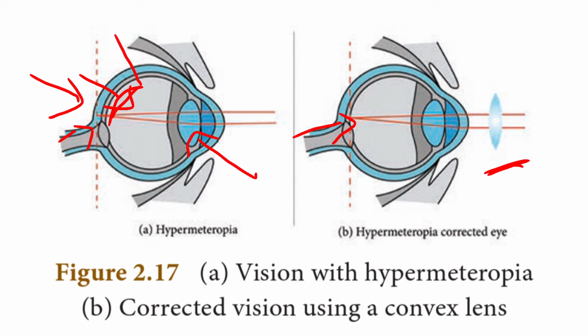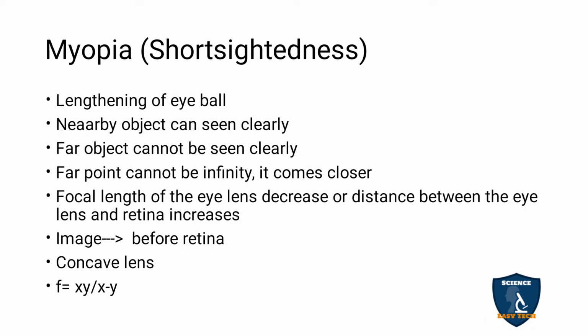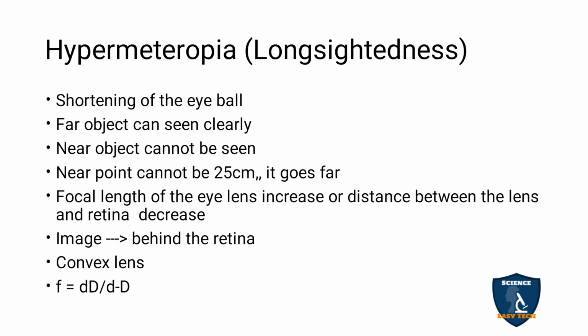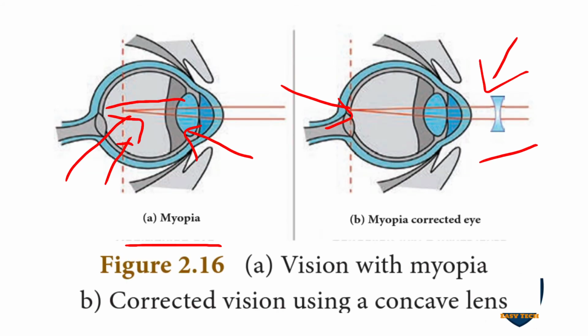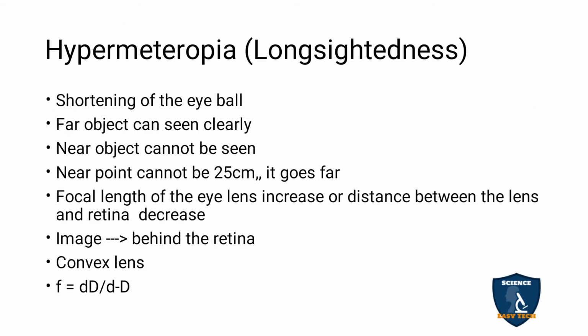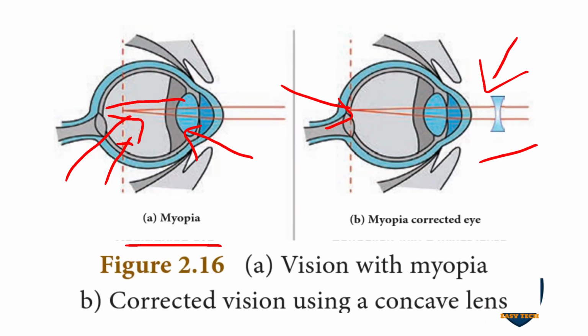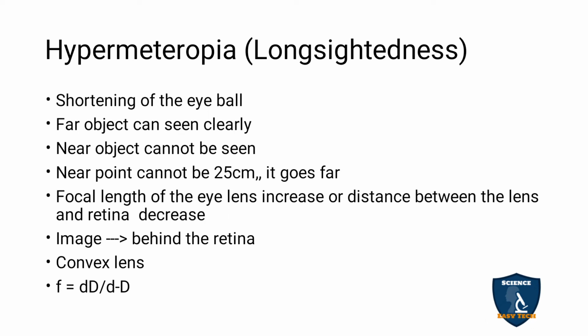They may ask the differences between short sightedness and long sightedness, that is myopia and hypermetropia. The first point: in myopia there is lengthening of the eyeball, and in long sightedness, shortening of the eyeball. The second point: in myopia, near objects can be seen clearly, and in long sightedness, far objects can be seen clearly. In myopia, far objects cannot be seen clearly; in hypermetropia, near objects cannot be seen clearly.